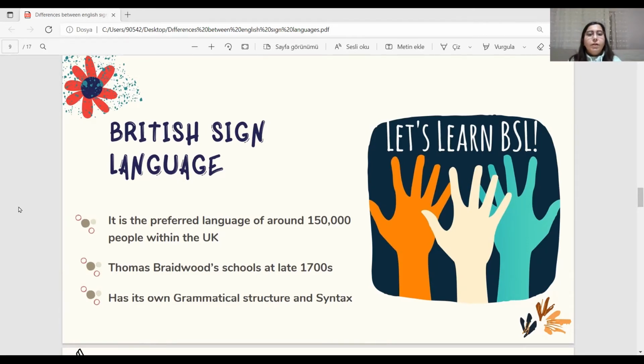This is a very old sign language that evolved at Thomas Braidwood's schools for the deaf in the late 18th century, in the 70s and 80s. And then it spread to Australia and New Zealand. That is why Australian Sign Language and New Zealand Sign Language are quite similar, because they use the same grammar, the same manual alphabet, and much of the same vocabulary.